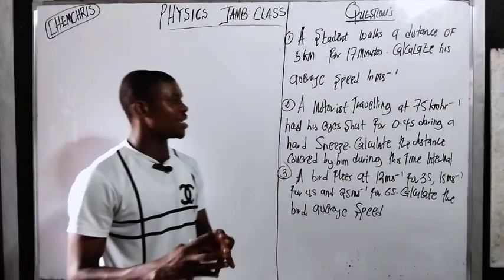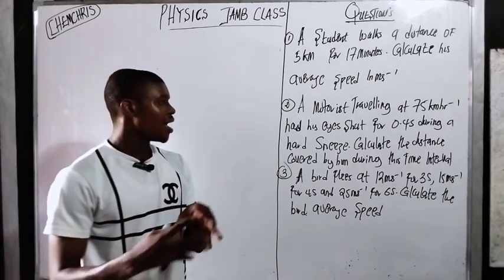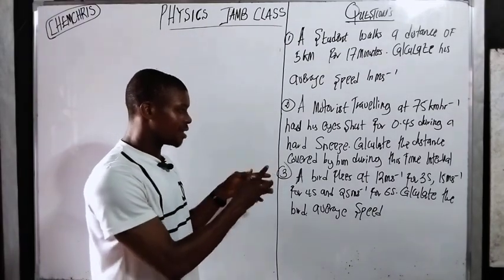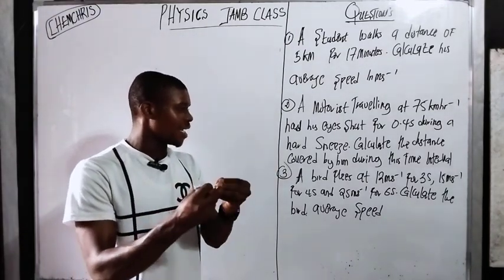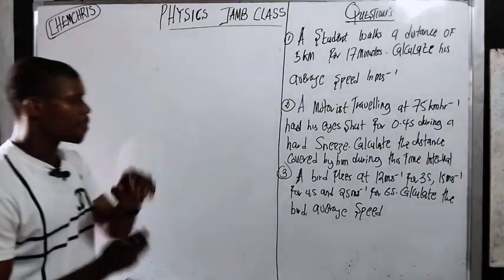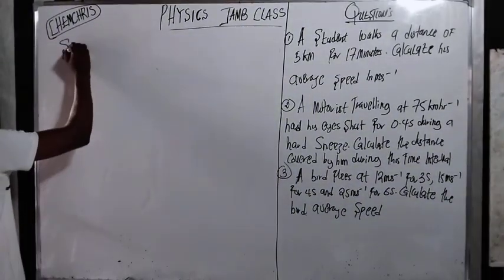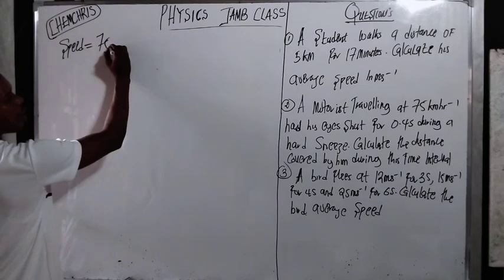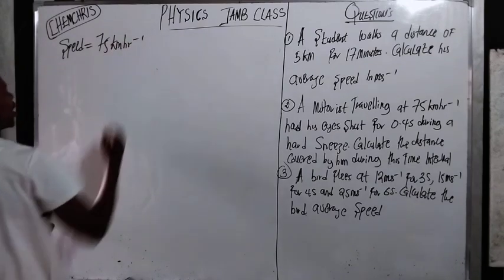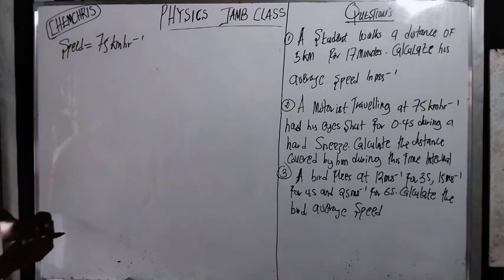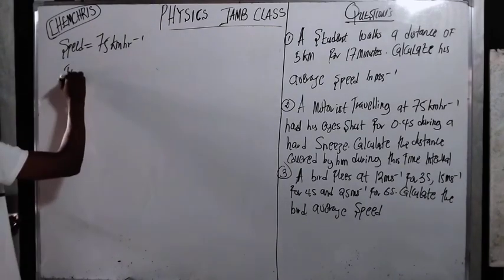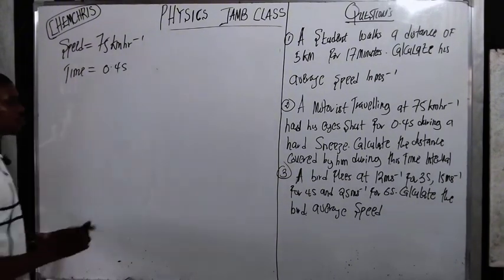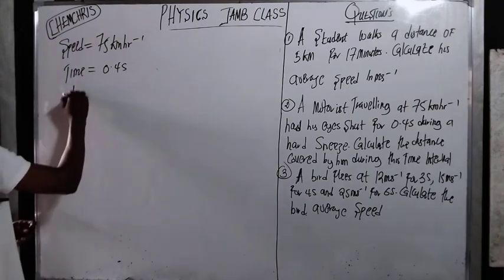They say that a motorist traveling at 75 km per hour has his eyes shut for 0.4 seconds during a hard sneeze. Calculate the distance covered by him during this time interval. So look at something here. My speed has already been given to me to be 75 kilometers per hour. Do you understand? And they gave me my time. Time is 0.4 seconds. They ask for the distance covered.